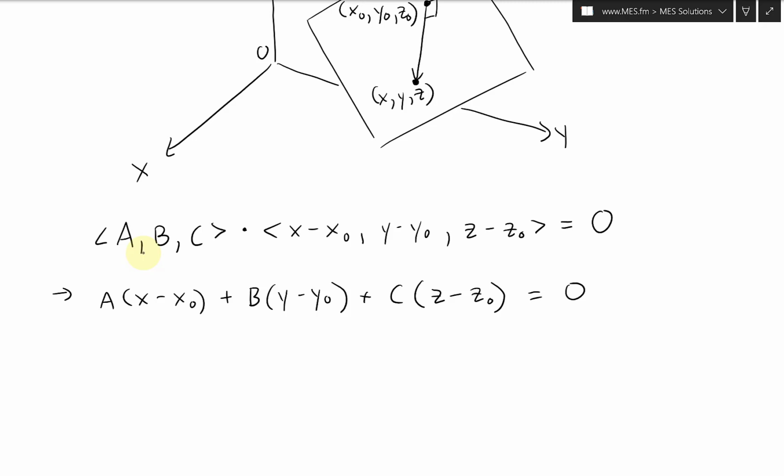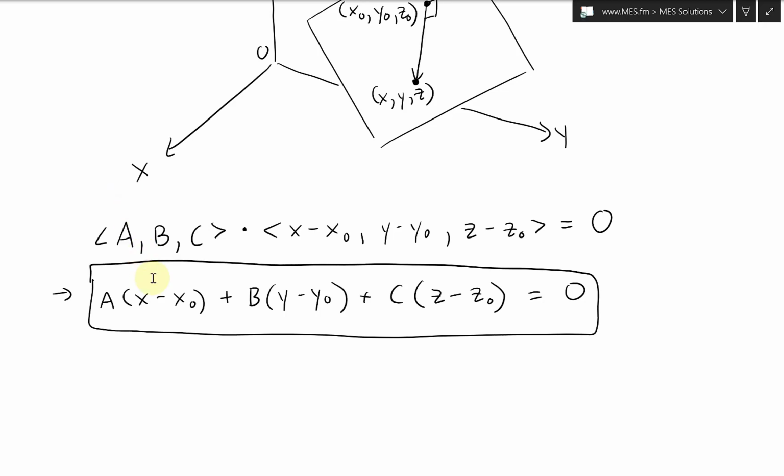And you can stop right here or continue further. I'm going to continue further and simplify it. So that's one way of writing the equation of a plane.